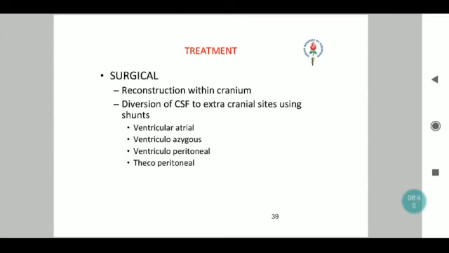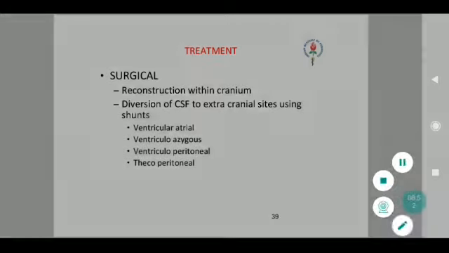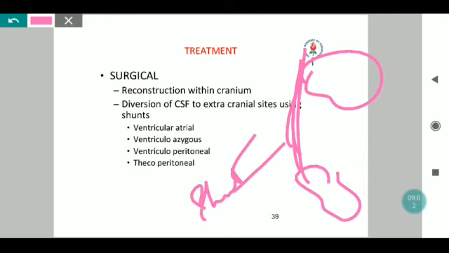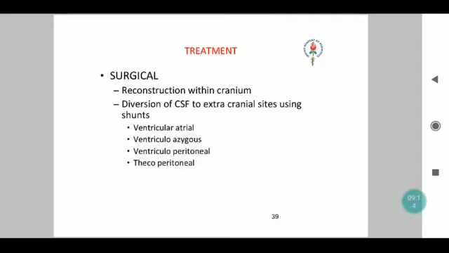But hydrocephalus tends to always go for a surgical correction in most cases, and reconstruction is generally done within the cranium itself. So what happens is we try to divert the cerebrospinal fluid to extracranial sites by the presence of a shunt. Shunts are nothing but an abnormal connection between two spaces. So we create an artificial communication to ensure that the fluid gets drained. So what you see here is a shunt. The types of shunts we generally use are ventriculoatrial, to ensure that the fluid comes from the ventricle into the atria, ventriculoazygous, where it comes into the azygous venous system, ventriculoperitoneal, or a thecoperitoneal shunt.